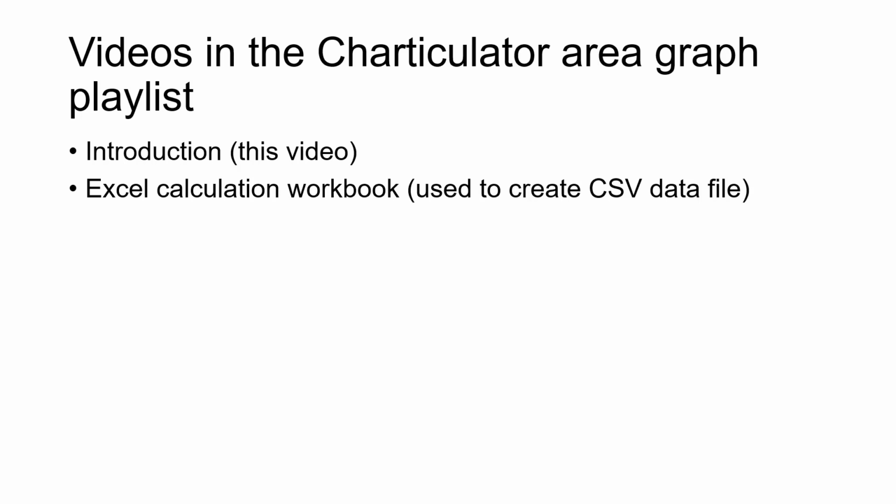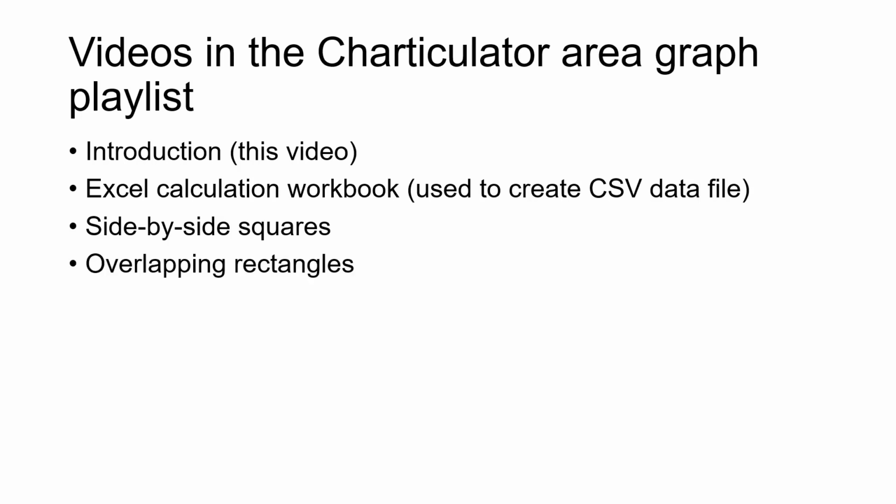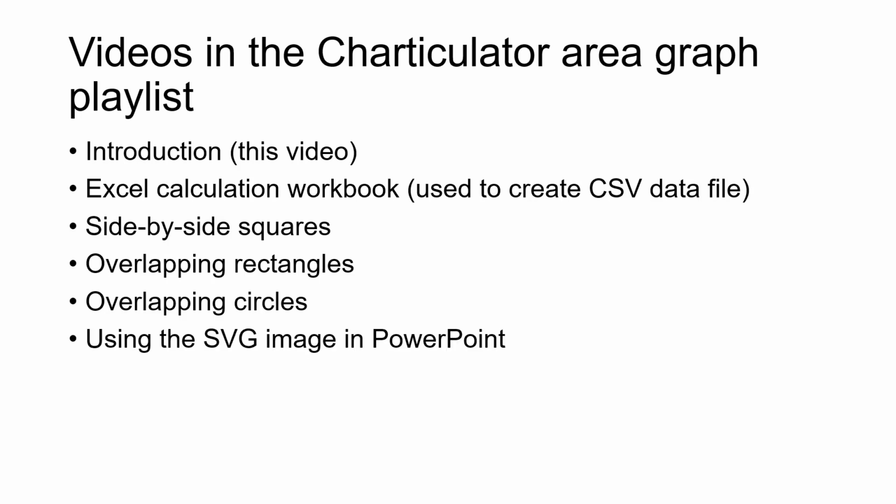Then I have 3 videos in Charticulator. First, how we create side-by-side squares where we're comparing values to each other. Second, how we can create an overlapping rectangles area graph where the values are subsets of previous values. And then third, where we create an overlapping circles area graph, where again, the relationship is a subset of a previous value. Each of those, the endpoint will be to export that SVG image. And the final video is how we use that SVG image in PowerPoint to create our area graph on a slide and format it the way that we want to.